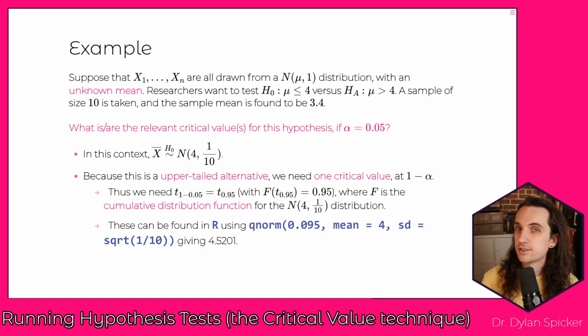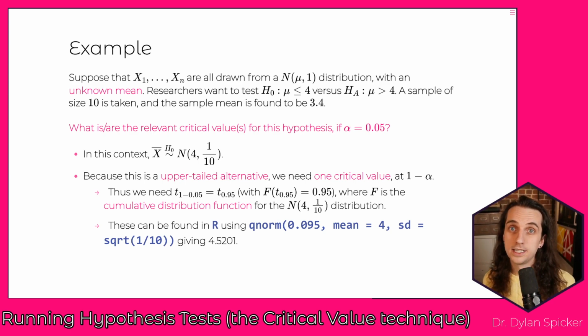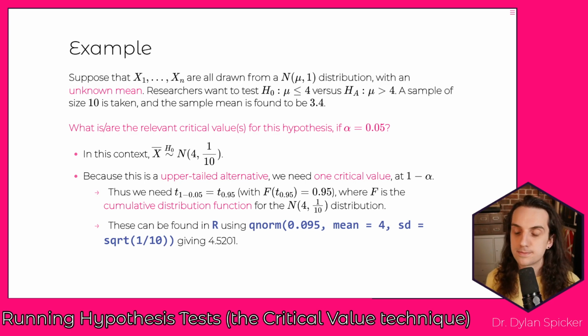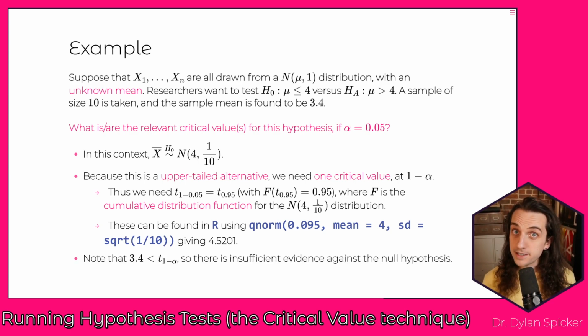And so this critical value is a little bit smaller than the value we were looking at in the last example, because we're changing the level. But in our case, we still don't observe something that is larger than it, right? 3.4 is still smaller than this value, and so there's no evidence against the null hypothesis.